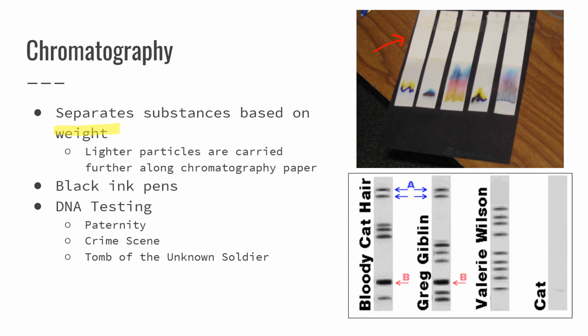Chromatography is a separation technique often used for separating pigments. In the first image on the top there, we're looking at the separation of pigments of color within black ink pens. Chromatography is often used in crime scene testing, paternity testing, and was even used to help identify the soldier who was buried at the tomb of the unknown soldier. Because DNA is going to be carried along the chromatography paper the same way that pigments will be, it's easy for scientists to try and identify the DNA between different people or different substances.